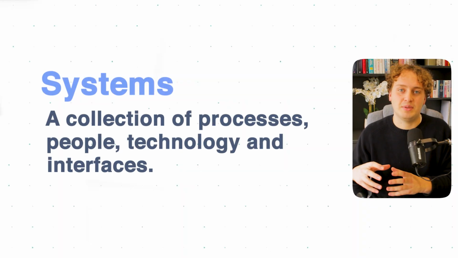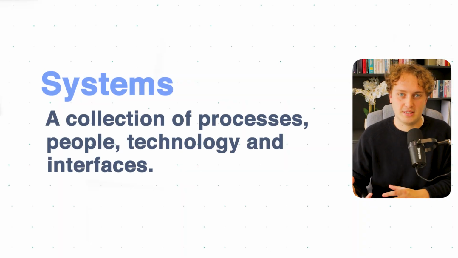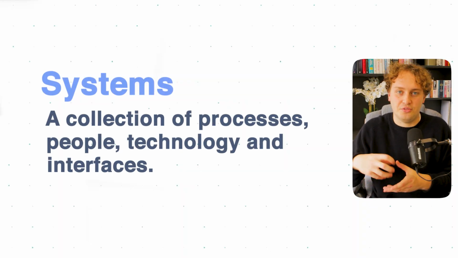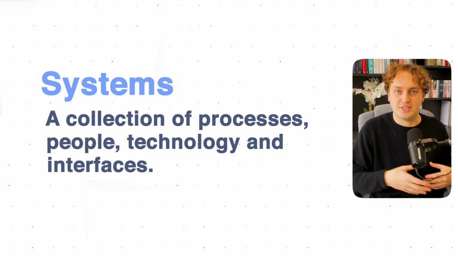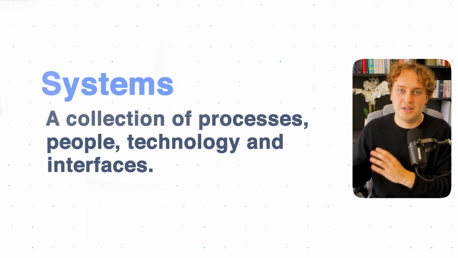So systems are simply a collection of processes. They're also a collection of people and technologies and interfaces. So systems are just a collection of processes, people, technology, and interfaces. For example, that onboarding call process would probably belong to the client onboarding system, and that how to edit videos for ads process would probably belong to the client setup system. In terms of scope, a system would generally have up to 10 different processes within it.